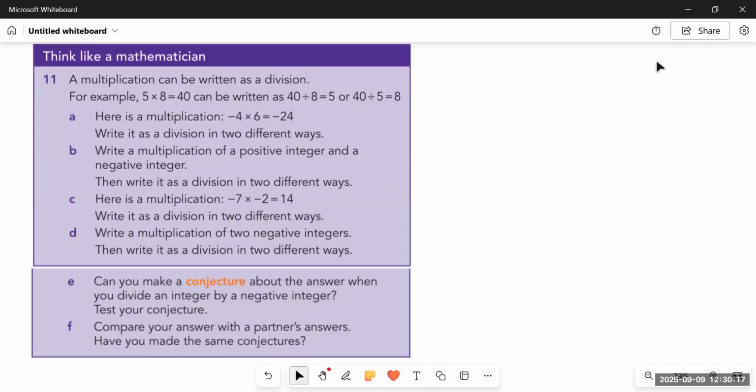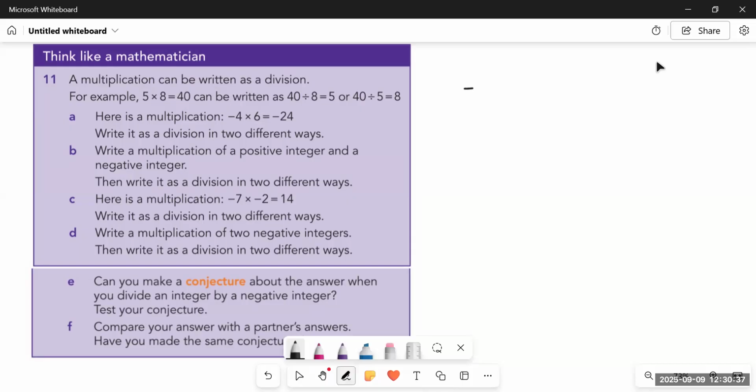Next question is question number 11, which says a multiplication can be written as a division as well. Just as we learned over here, if 5 multiplied by 8 is equal to 40, then 40 divided by 8 is equal to 5, or 40 divided by 5 is equal to 8. Yes, we know that. Here is a multiplication, minus 4 into 6 is equal to minus 24. Write it as a division in two different ways.